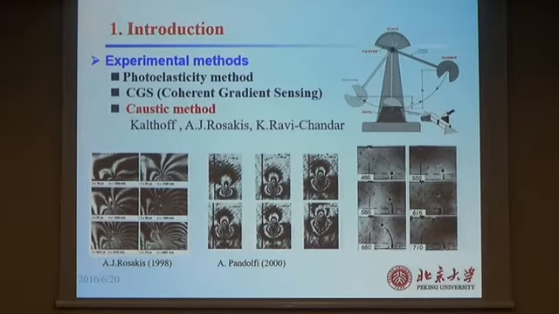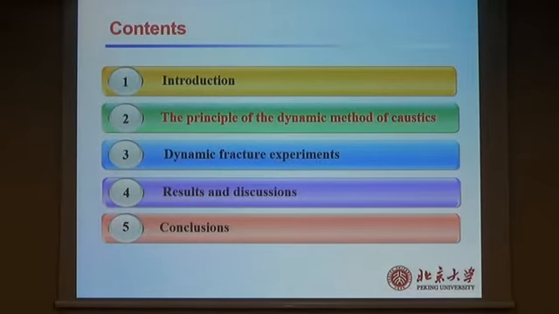One is the photoelastic method. But you know, around the crack tip there are so many tiny patterns, so you couldn't get the exact result around the crack tip. The other is the coherent gradient sensing method. But comparing these two optical methods with the caustic method, you can see the caustic method only has a very simple pattern around the crack tip, so you can get the mechanical behavior of the area around the crack tip exactly. So here we prefer to use the caustic method to study our problem. So let's move to the next part.